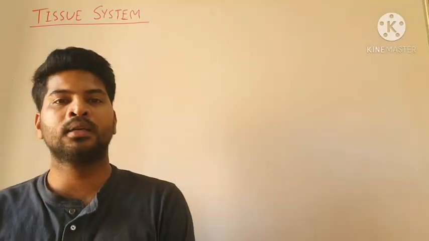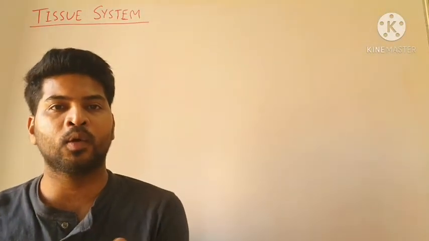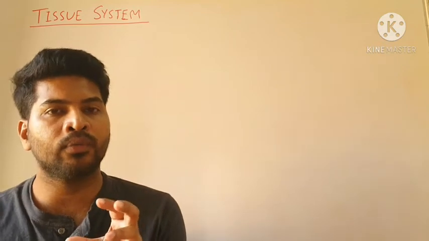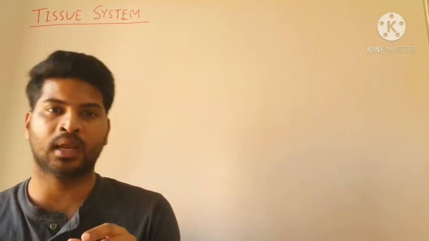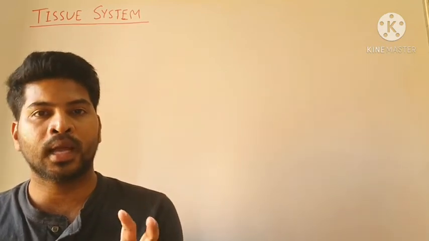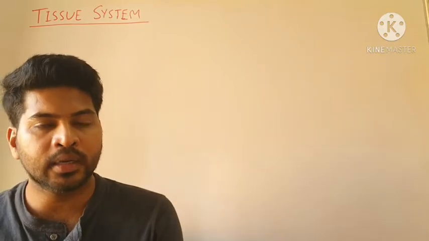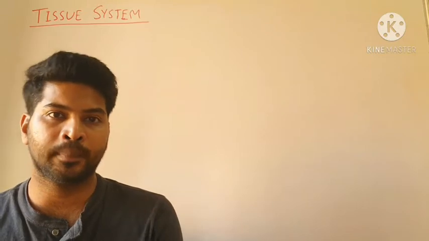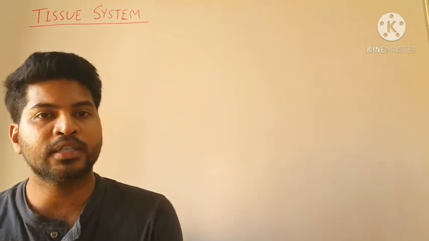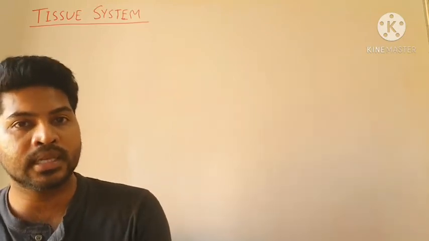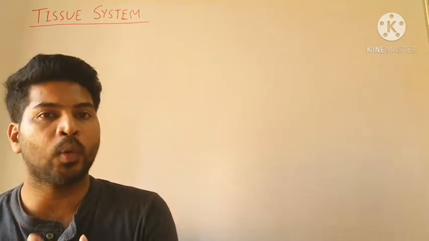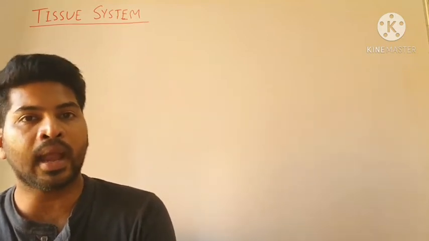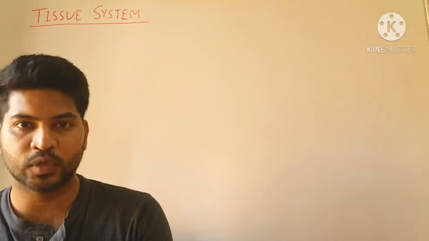Welcome back. In the previous video, we discussed the different types of tissues seen in plants. In general, plants have meristematic tissues which result in the growth of the plant. These meristematic tissues undergo differentiation and get converted into simple permanent and complex permanent tissues.